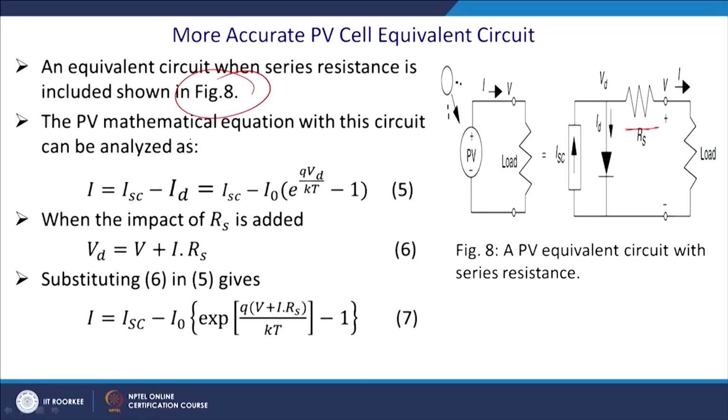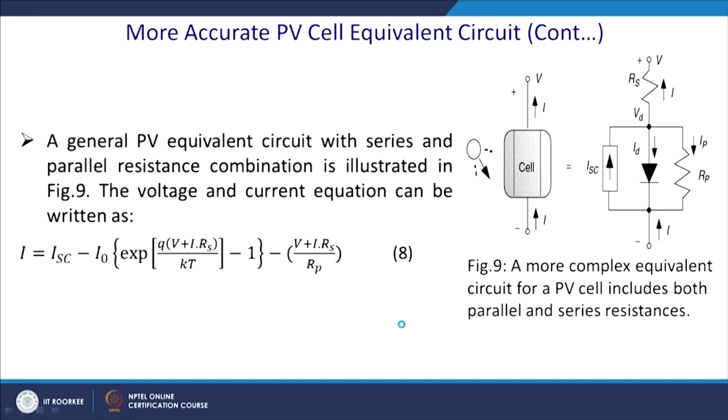This PV mathematical equation with its circuit can be analyzed by I = ISC - ID = ISC - I0 e to the power this one, where the impact of RS is added. So, that is basically the intrinsic resistance. So, Vd = V + I into RS, and substituting you get this result.